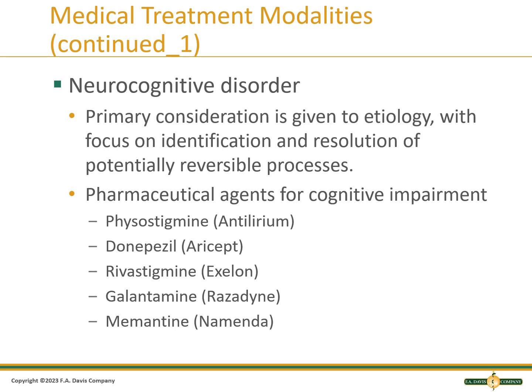Namenda is one that has been approved for treatment of moderate to severe Alzheimer's disease, and clinical trials say that Namenda can improve the cognitive function and the ability to perform ADLs in some patients with moderate to severe Alzheimer's disease, although it still isn't going to cure the problem.